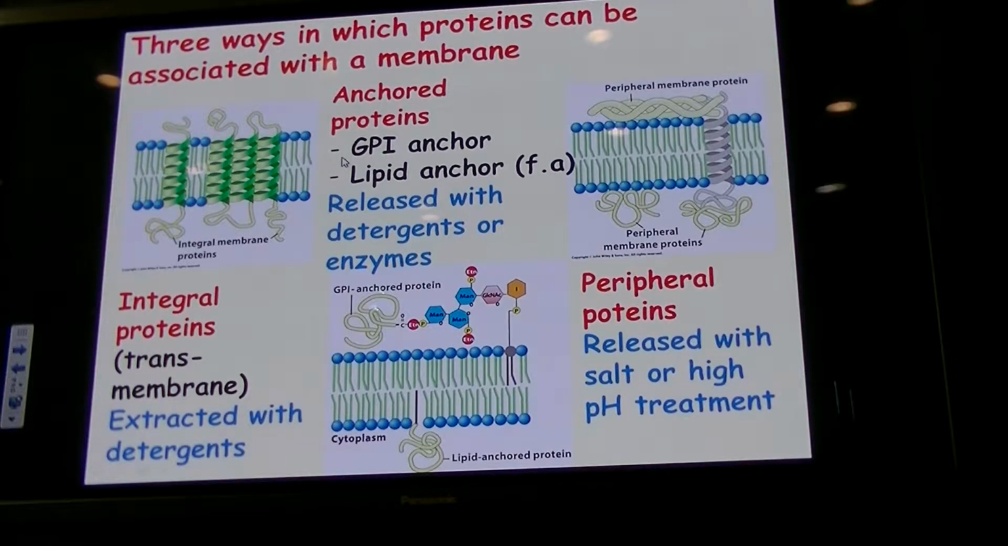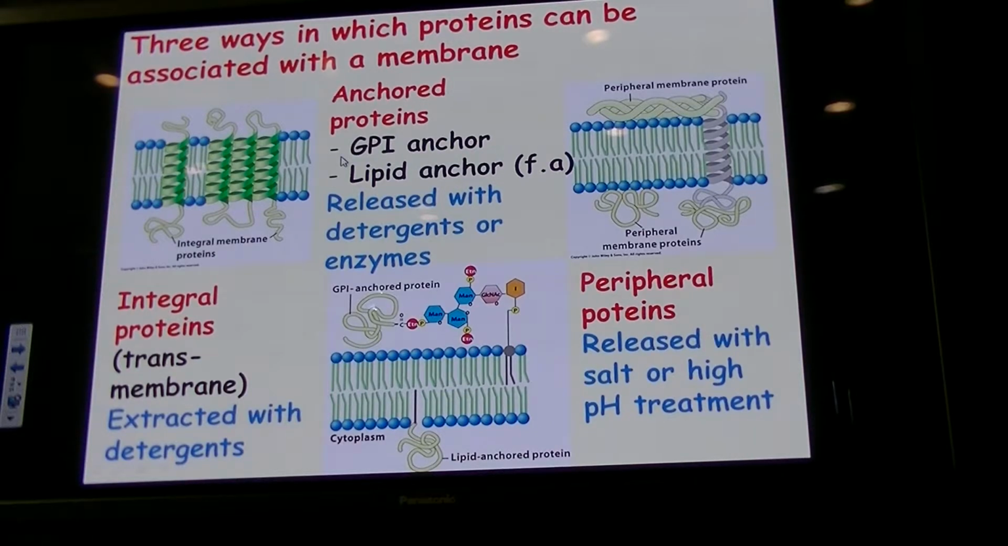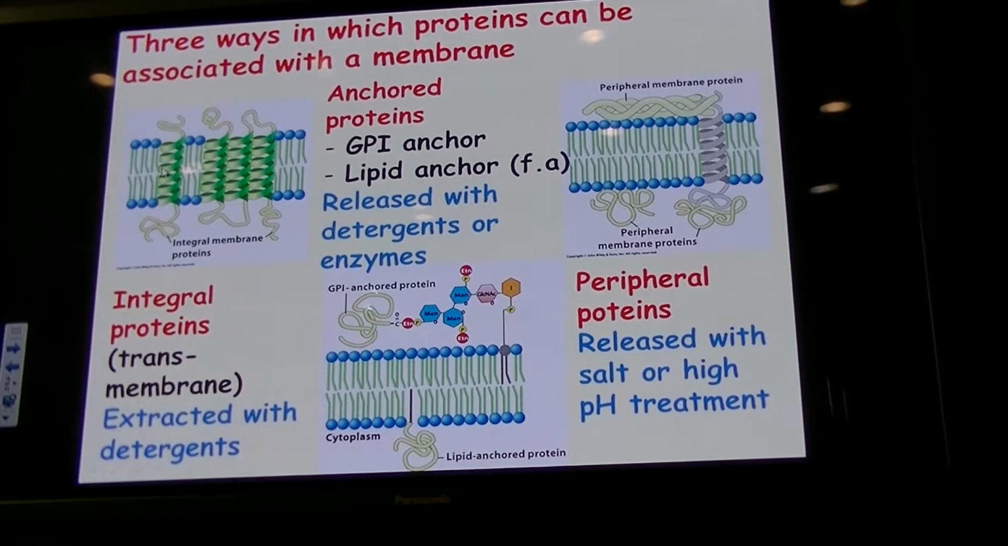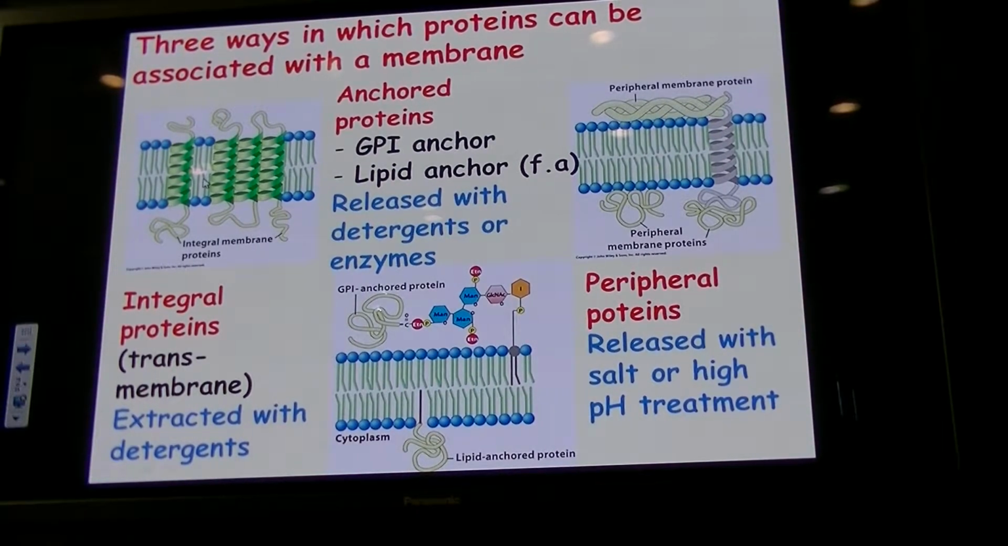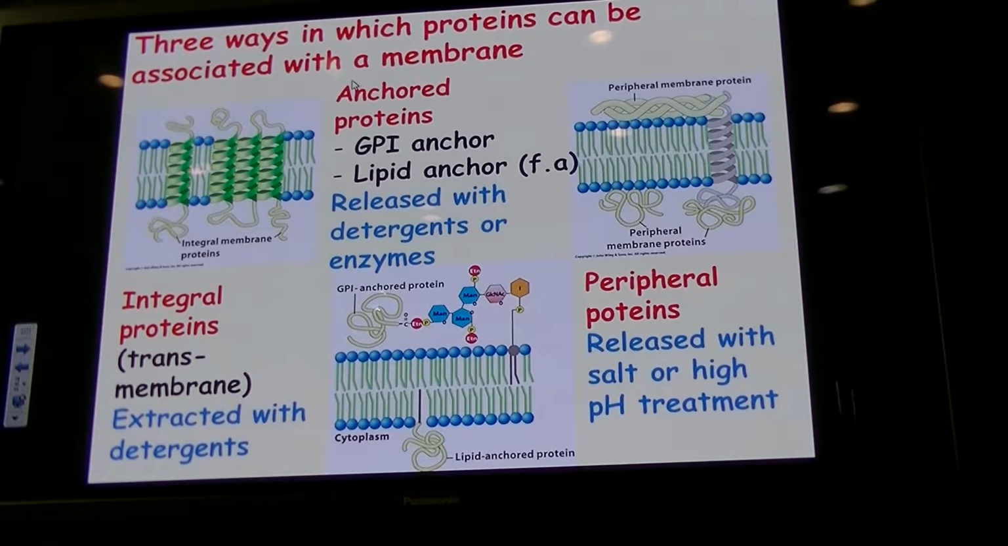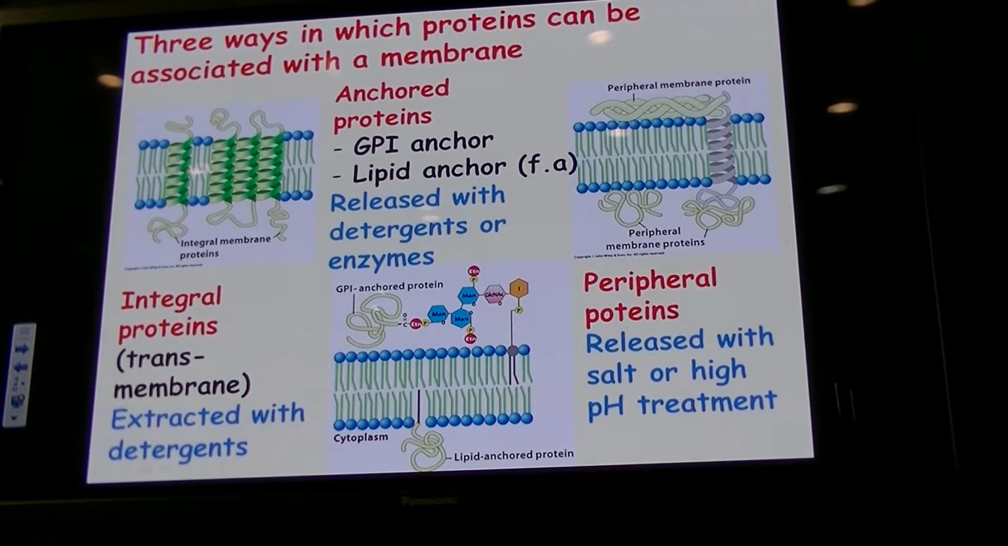We know that we have an integral protein if that protein can only be extracted from the membrane by using detergents or soap molecules. Those detergents associate with the protein, they replace the fatty acid parts of the lipids here and allow this protein to become solubilized. So they're only extracted with detergents. The second type of protein is what we call an anchored protein or lipid-anchored protein. And there are different classes of these depicted in our picture here.